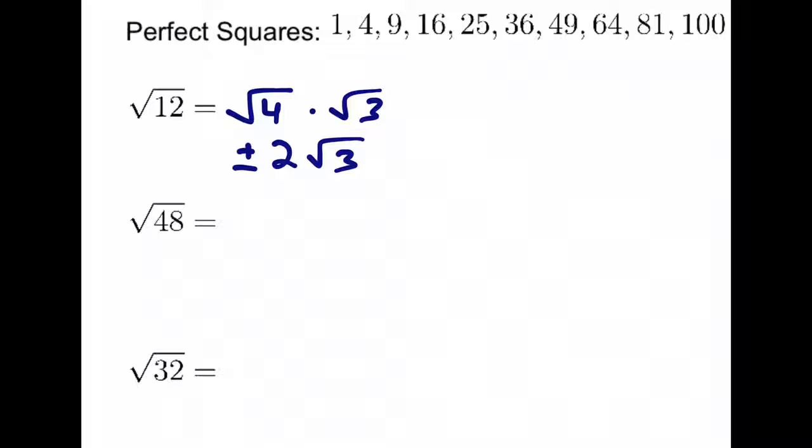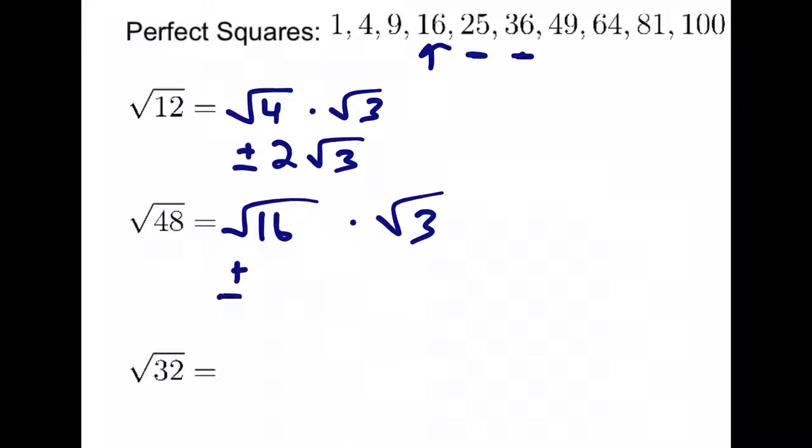Next up, the square root of 48. So 36 does not divide evenly into 48, neither does 25, but 16 does, and this becomes the square root of 16 times the square root of 3, or plus or minus 4 root 3.